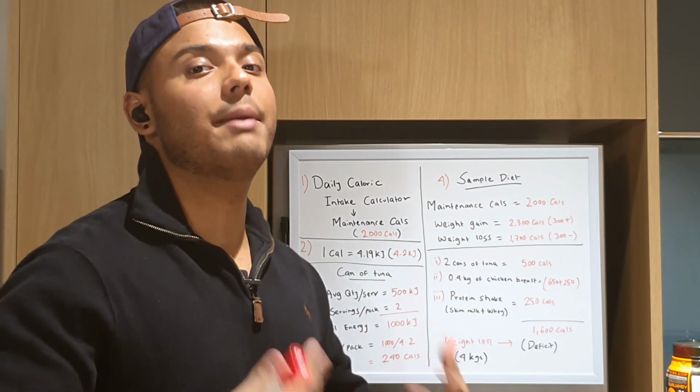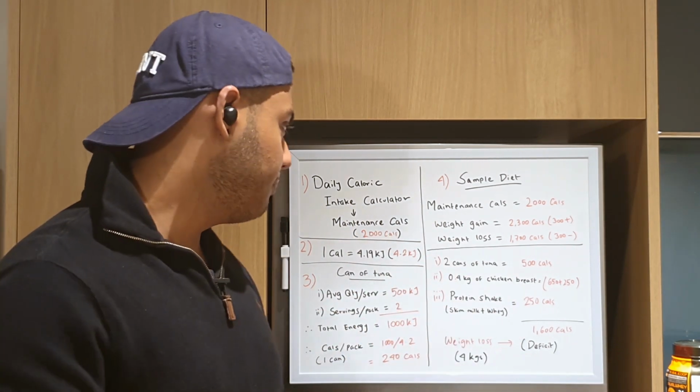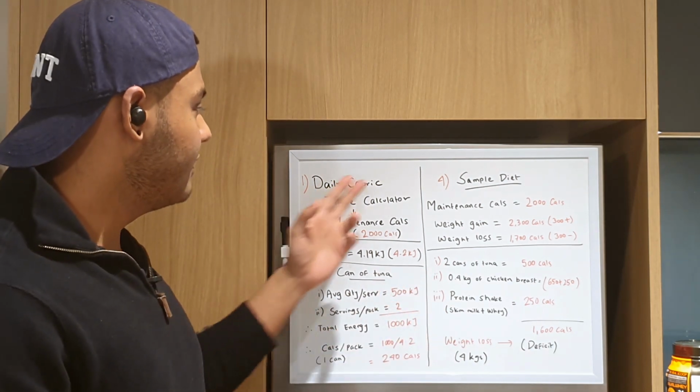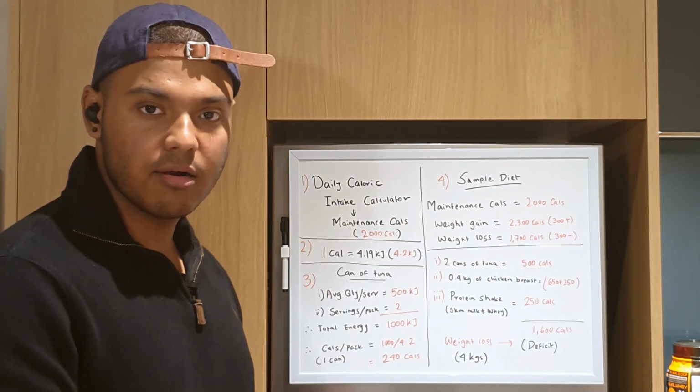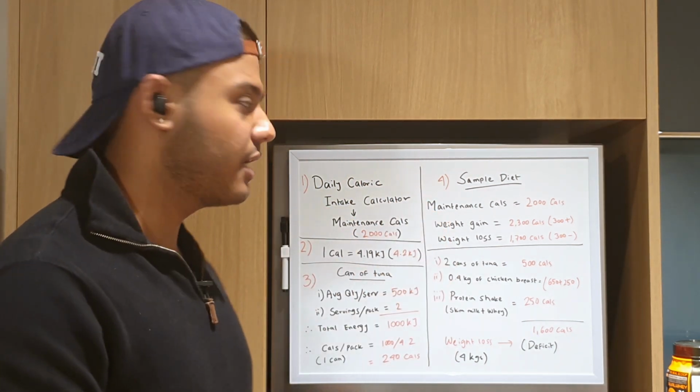Okay, now how do I get my maintenance calories? Where is the basis? Where do I start from? Very simple. Just do a quick Google search. Just type in daily caloric intake calculator on Google. Yep, just click the first link.